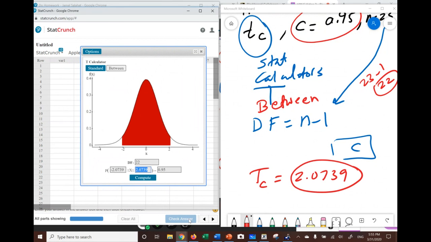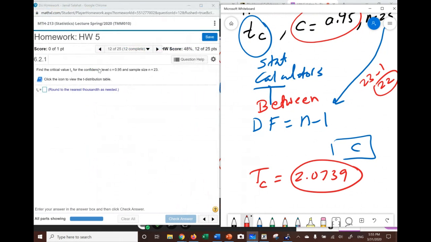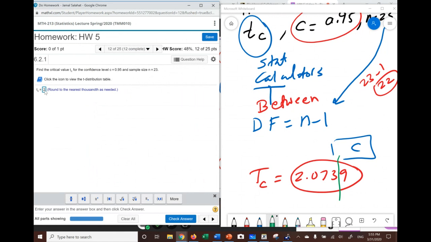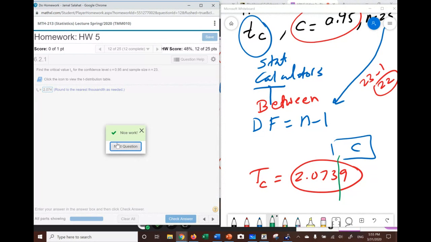So if we go to our problem, we're going to say round to the thousandths. In other words, we want you to go to 3 places. So when we go to 3 places, we're going to type in 2.07. And before we put the 3, look past the 3, there's a 9. You add 1 to the 3 and you get 4. And if we check, it's going to give us the correct answer.